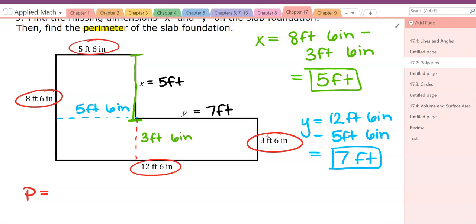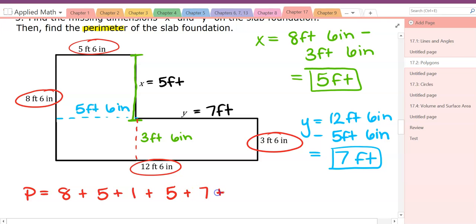So what we could do is 8 feet plus the 5 feet plus 1, because that's the 6 inches plus the 6 inches. You guys follow where I got the 1 from? And then I could do x and y, so 5 and 7. And then the last two I could do 3 and 12. And then add on an extra 1, because the 6 inches would be another 1 foot. Okay, so if we do that, what's this going to give us? 42. Someone check that and make sure I'm right. 42 feet.